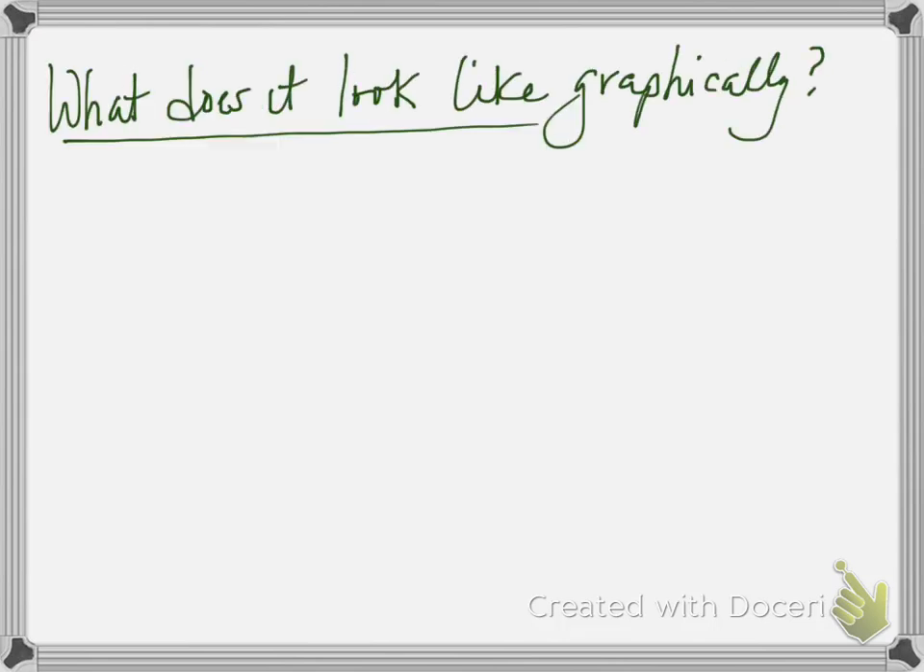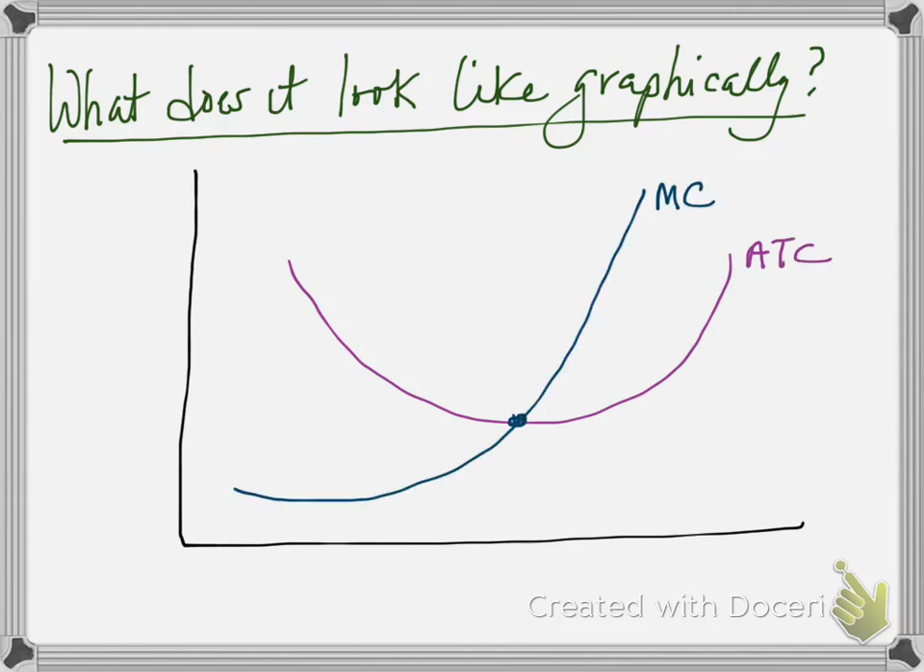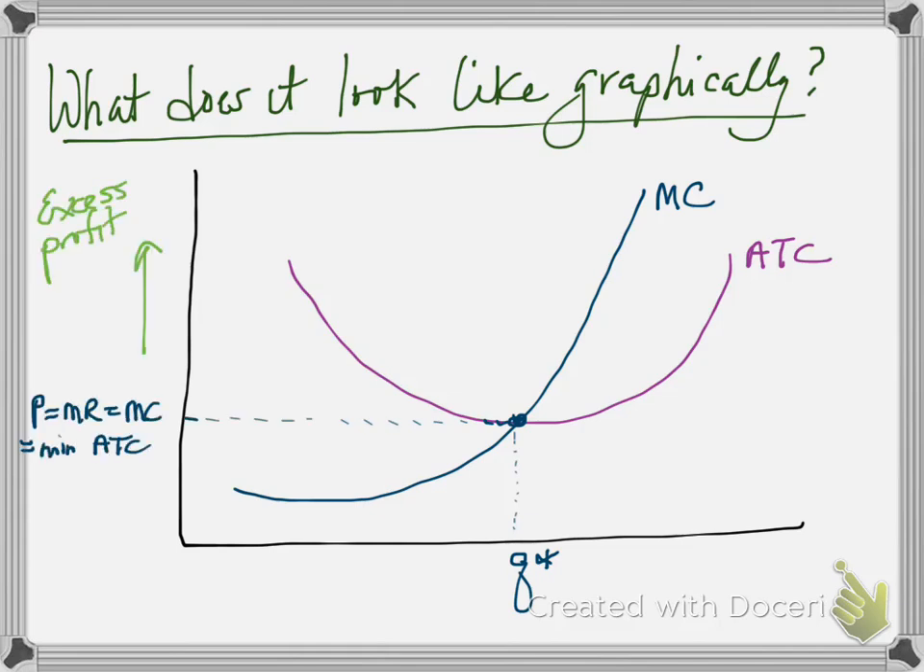And so what does that look like graphically? Well, we've got our average total cost curve that's U-shaped. We have the marginal cost curve that's intersecting the ATC at its minimum. And so firms are operating at that efficient scale, Q star, and at that point, price is equal to marginal revenue, which is equal to marginal cost, which is equal to minimum average total cost. So in the long run, that has to be the market price.